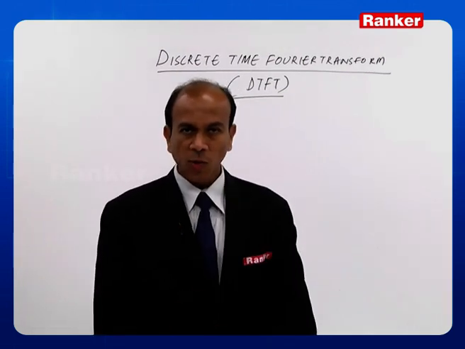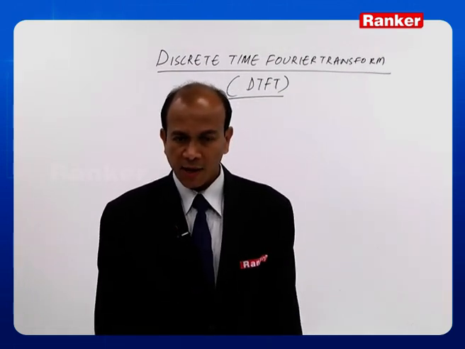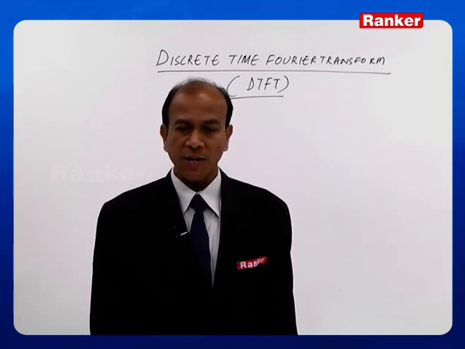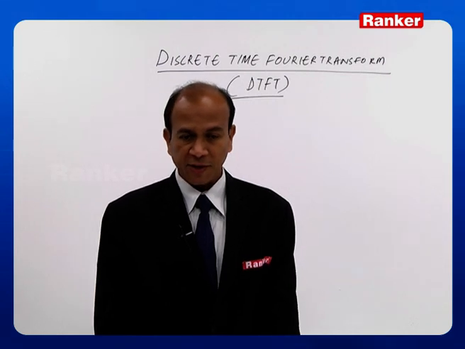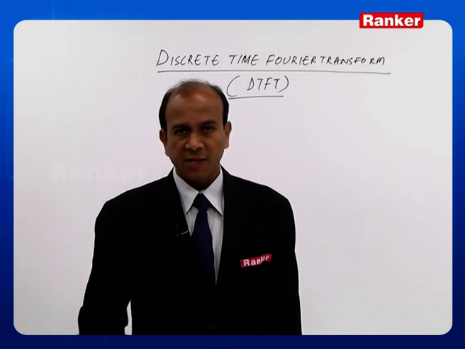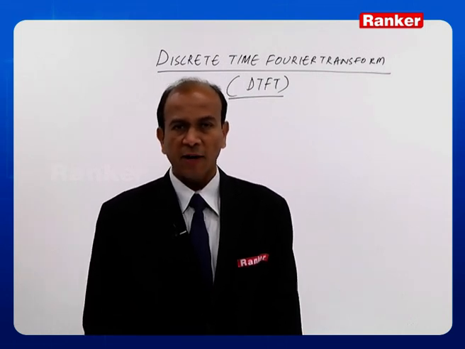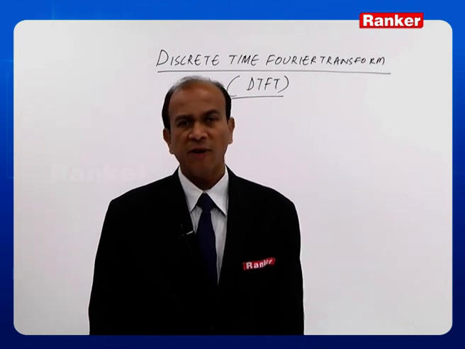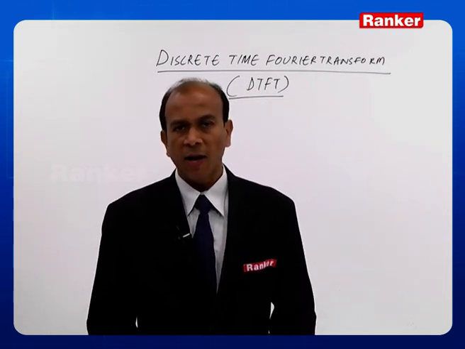Let us just conclude this property. The property says that delaying a discrete time signal by n naught units does not change its amplitude spectrum, but the phase spectrum is changed by minus omega n naught. So, any delay in the discrete time signal by a certain factor n naught does not change the magnitude of the discrete time Fourier transform, whereas the phase is changed by a factor minus omega n naught.